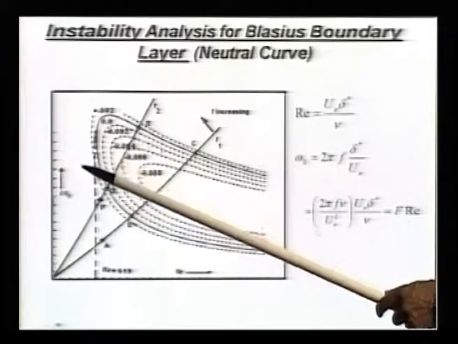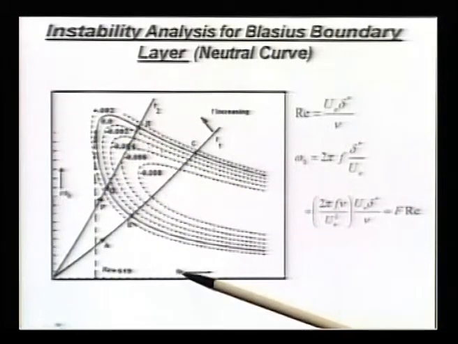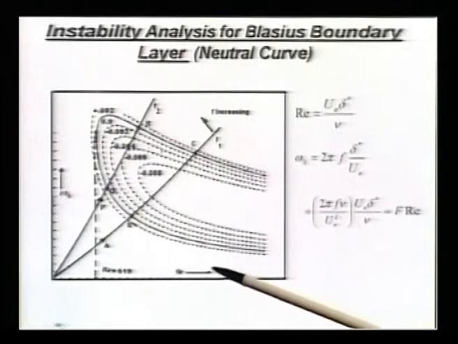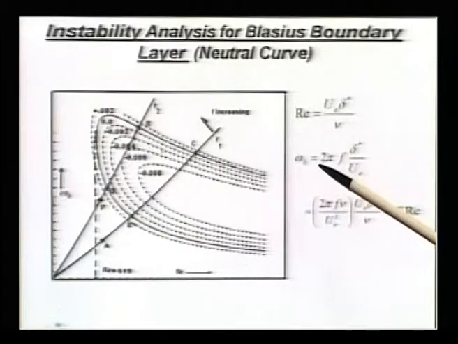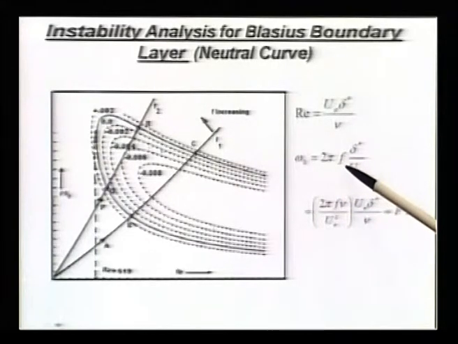Plotted omega naught on the y axis, Re on the x axis. Re is defined in terms of the boundary layer edge velocity, the displacement thickness and the kinematic viscosity that we are quite familiar with. Omega naught is a circular frequency that we can relate to the frequency in hertz by multiplying by 2 pi, and we non-dimensionalize it by multiplying by a time scale, which is the length scale divided by the velocity scale. So, this is our omega naught, 2 pi f times delta star by u e.